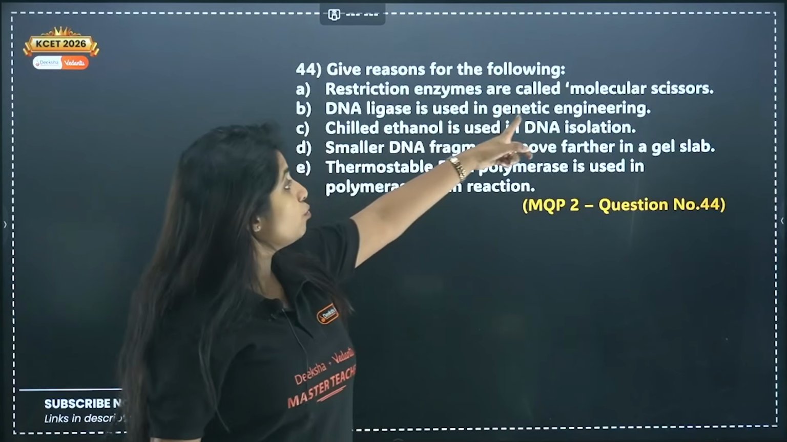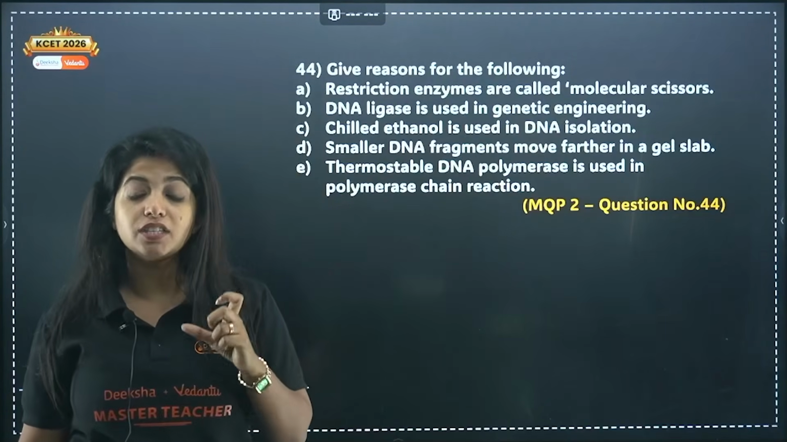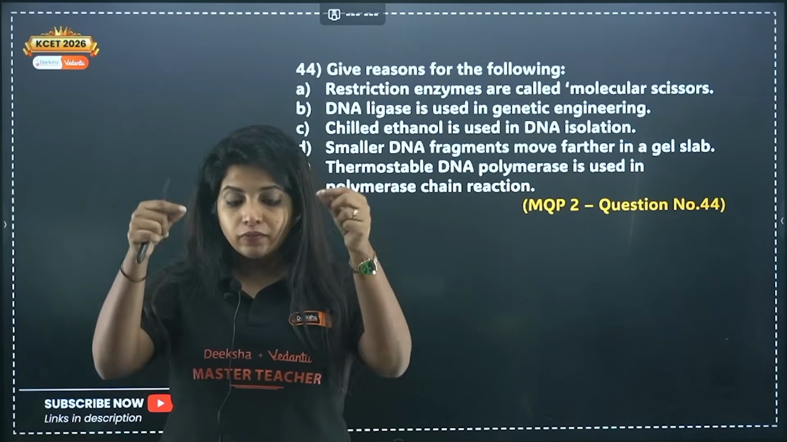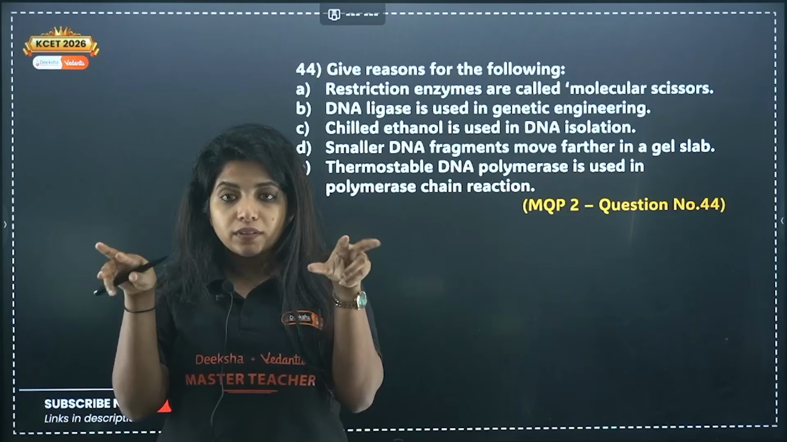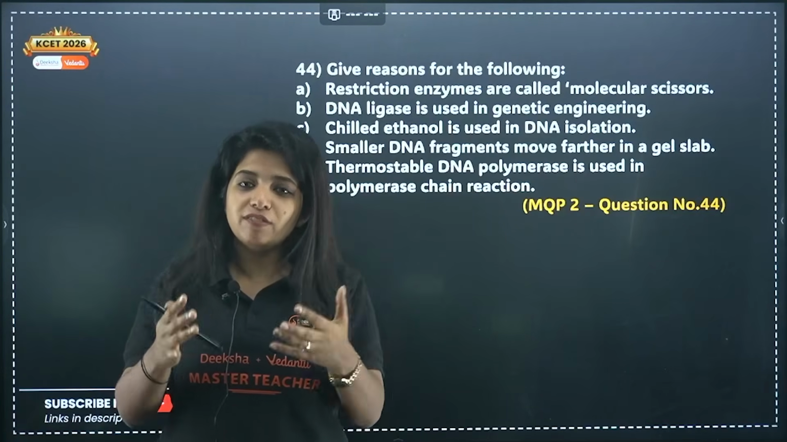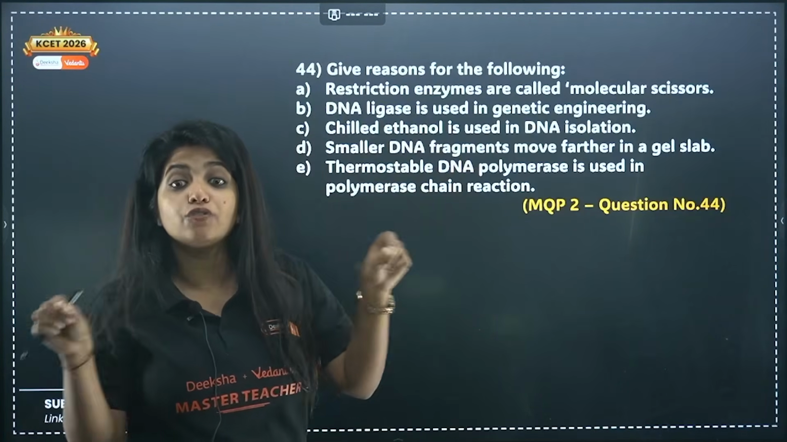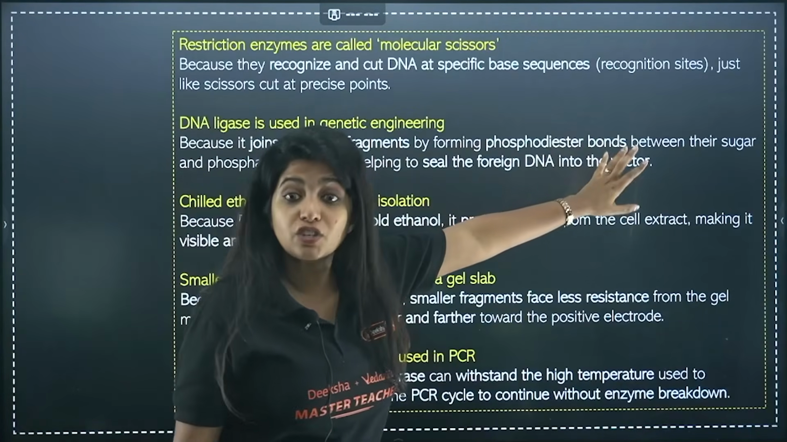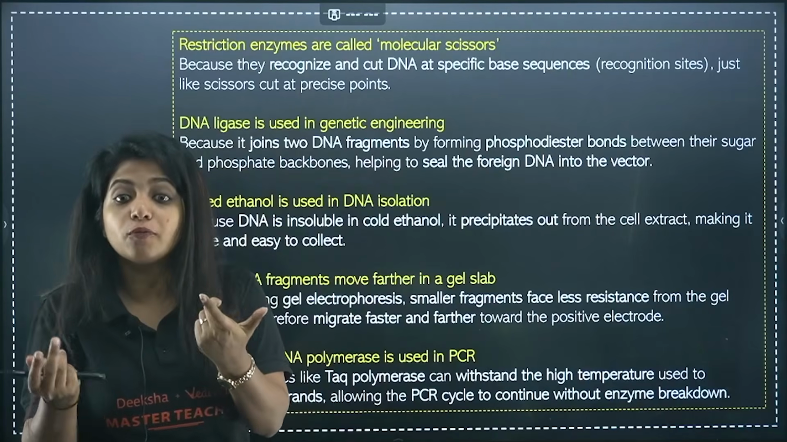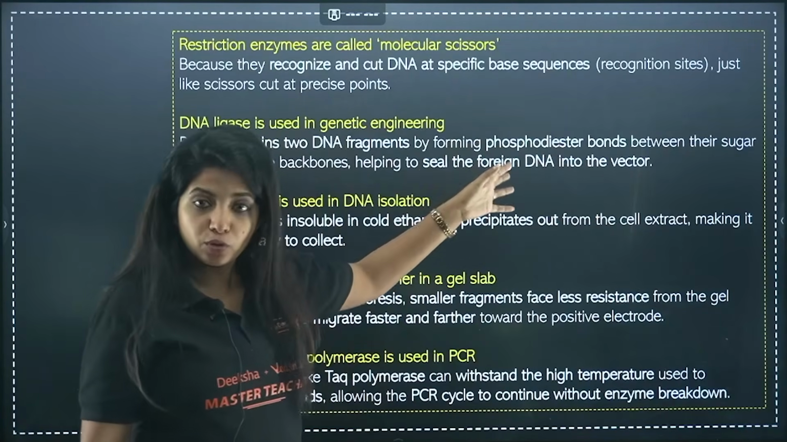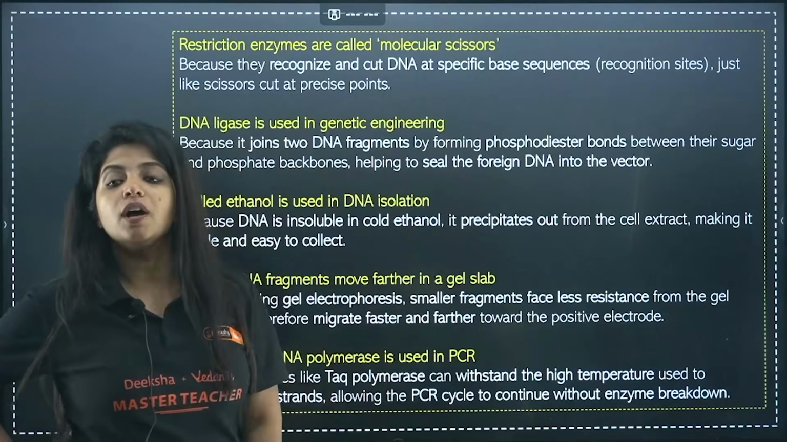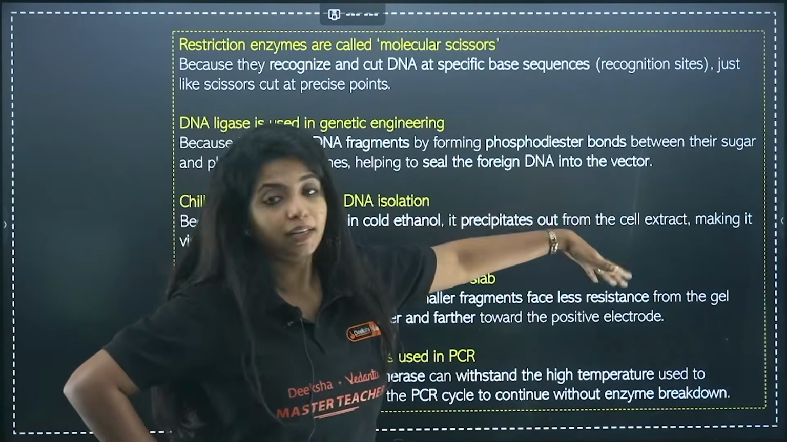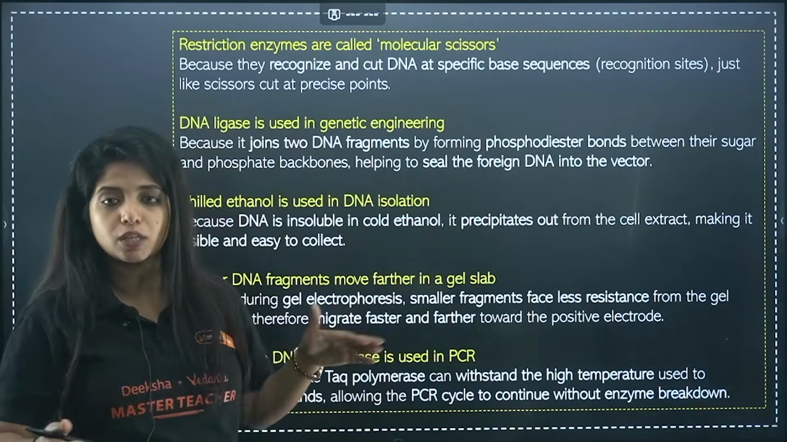Now DNA ligase is used in genetic engineering. Why is DNA ligase used? So my dear children, when we cut things and put the new thing in, obviously there might be some space out there. You need some Fevistick, right? That Fevistick's role is played by DNA ligase. It is used for ligation of the DNA. It joins two DNA fragments by forming phosphodiester bonds. Between the nucleotides of the DNA, what bonds do you have? You have phosphodiester bonds. This enzyme helps in the formation of phosphodiester bonds between the sugar and the phosphate backbones, helping to seal the foreign DNA into the new vector, the new place where it has been inserted.